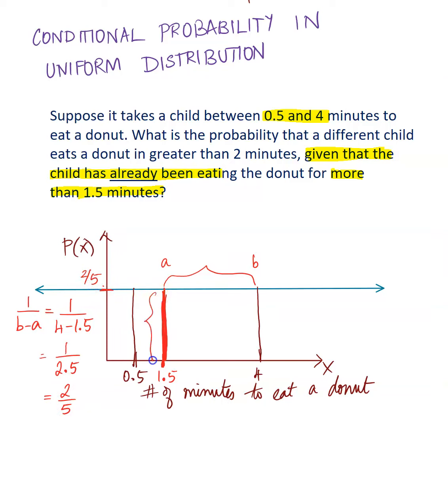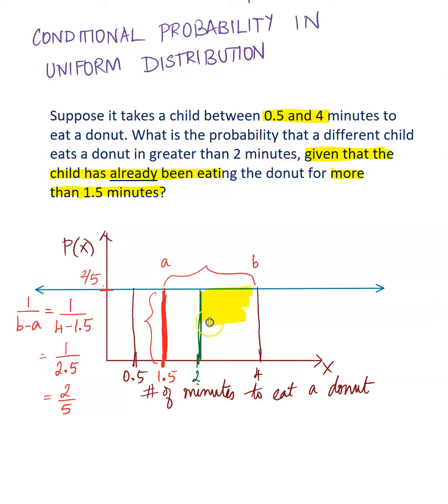All right, now this is the height of the desired area. Now we need to fix the base for this. So what are we looking for? We are looking for the probability that a child eats a donut in greater than 2 minutes. They didn't say when it ends, but we know that the whole thing ends in 4 minutes, right? So now we have to mark 2, and from 2 to 4 becomes our shaded region.